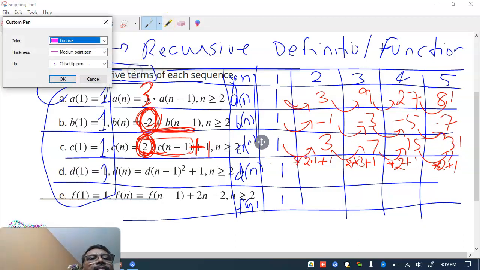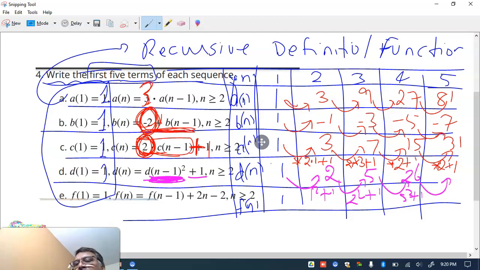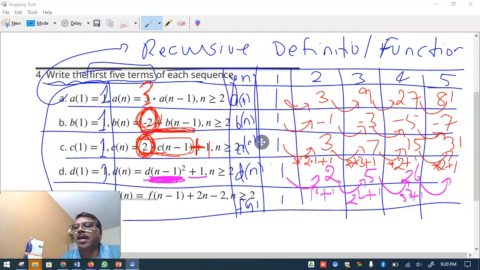Then let's go to the next one. Now, what does this mean? You have to square the previous number. That means if I'm here, you multiply 1 squared, okay? And then you add 1. 1 squared is 1, plus 1 is 2. Then you do 2 squared, which is 4, plus 1 is 5. Then 5 squared plus 1 is 26. And then again, 26 squared, you multiply. Did I make a mistake? Okay, the answer you get is 677. You can check this.